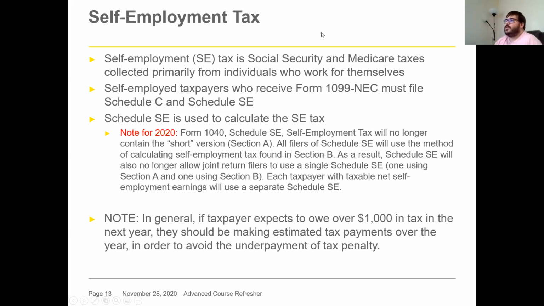All right. So the next topic I have here is just related to self-employment tax. Essentially, self-employed people, as opposed to being a W-2 employee, do not get Social Security and Medicare withheld from their paychecks and remitted by their employers. They have to cover their portion and what would be their employer's portion when they file their tax return.